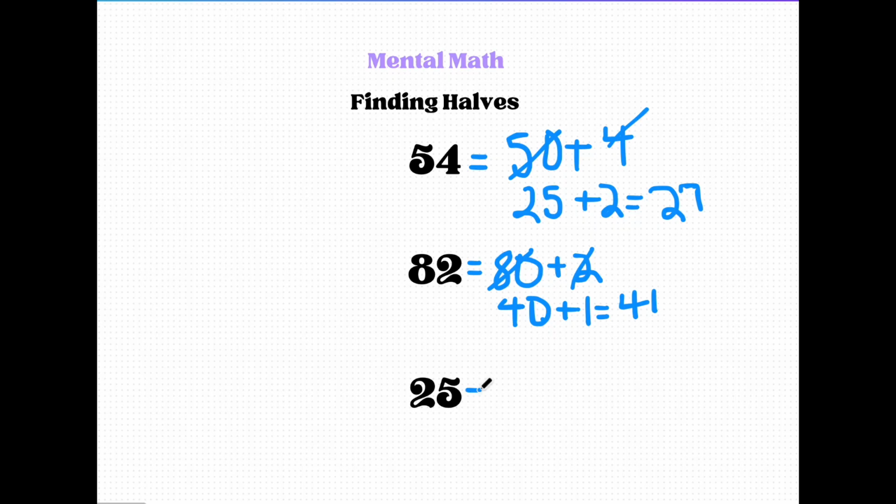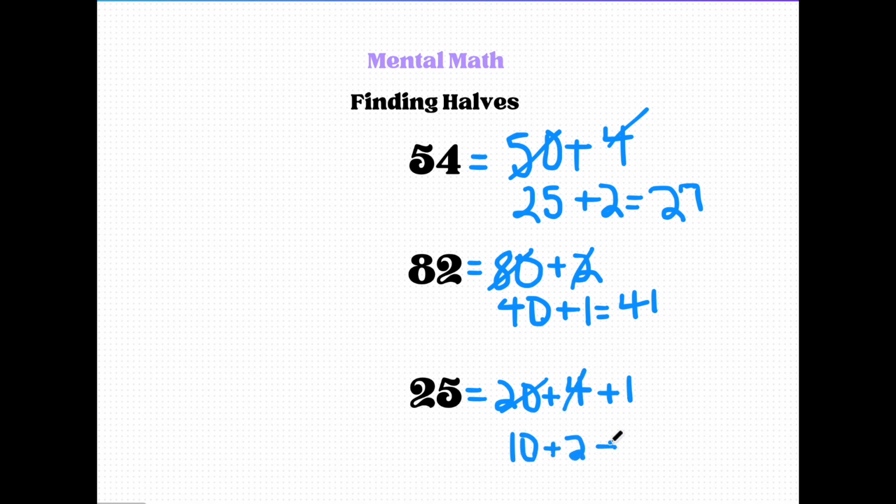Now for 25, I'm going to break it down in 3 numbers. I'm going to write down 20. Then I'm going to add 4. And then I'm going to add 1 because it's not as easy to break down half of 5. So half of 20 is 10. Half of 4 is 2.